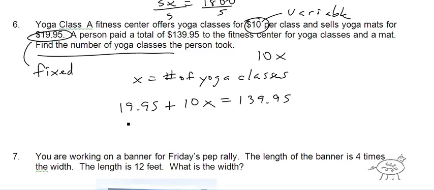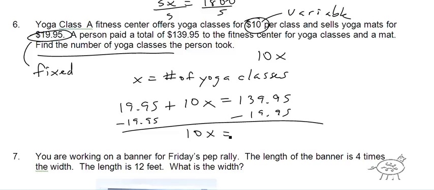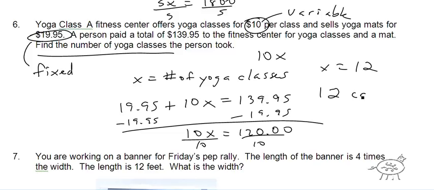That's it. So we're going to subtract $19.95, and we get 10x is equal to $120. And then we divide by 10. So x comes out to be 12. Okay, so the answer is 12 classes. Not bad, right? Sweet. Okay, another one here.